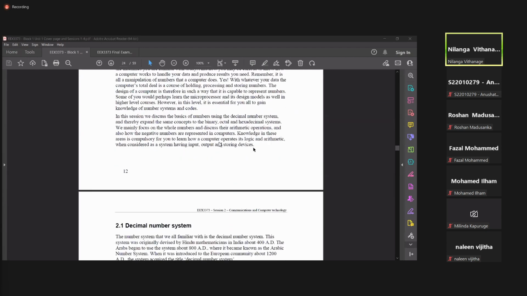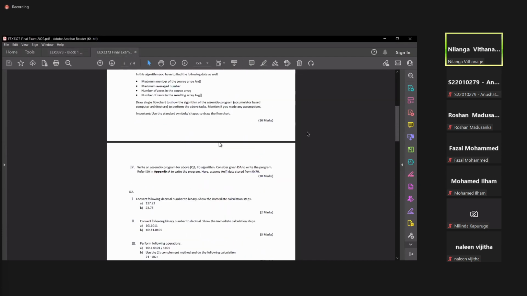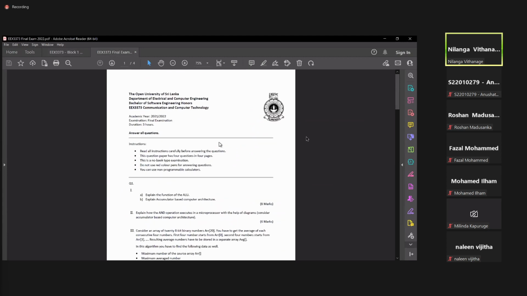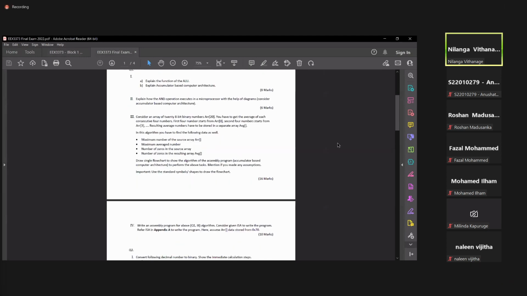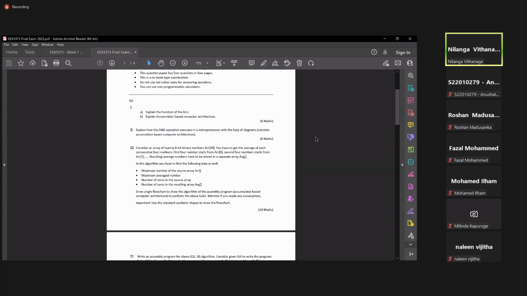But this is really important. Number systems. If you go through this final exam, this is the last year final exam paper. I think one paper is available in the LMS as both the answer script and the final paper. So you can go through that and get an idea about how it is arranged. Basically, there are 4 questions, and the structure will be the same.